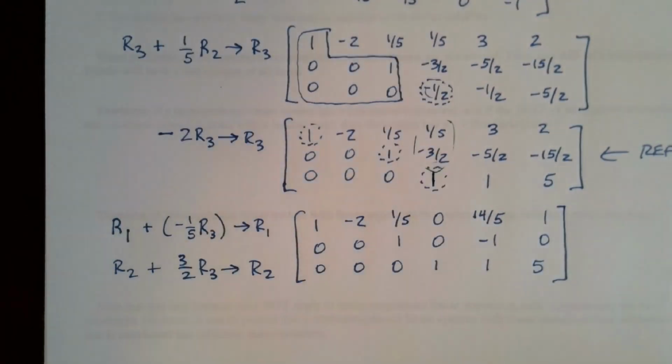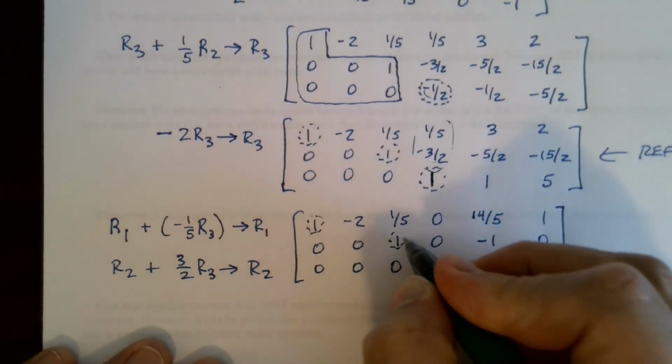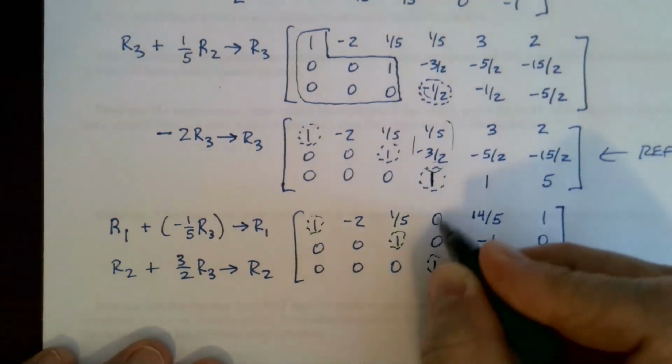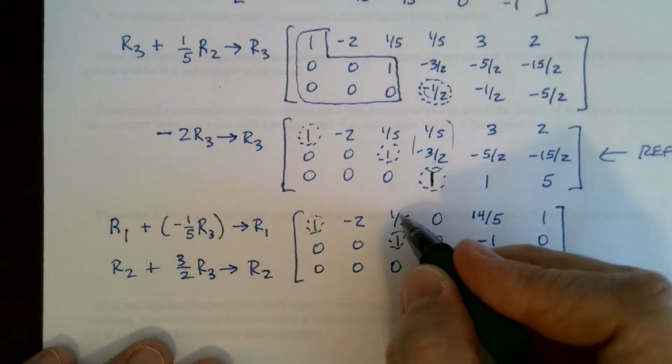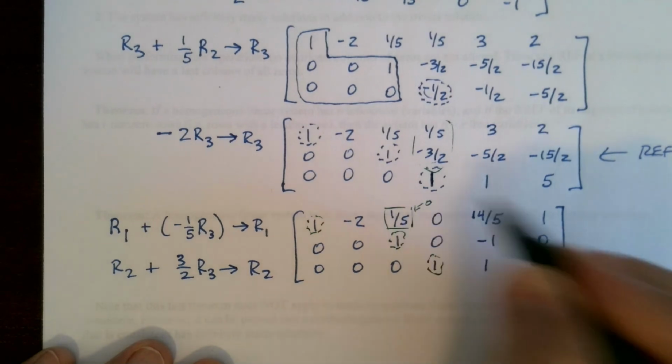And then last but not least, so again, let me just do my leading ones. Here's my leading one here, here, and here. I got zeros above this one, zeros everywhere here. I just need this entry here, right? That has to become a 0. And I get that to be 0.